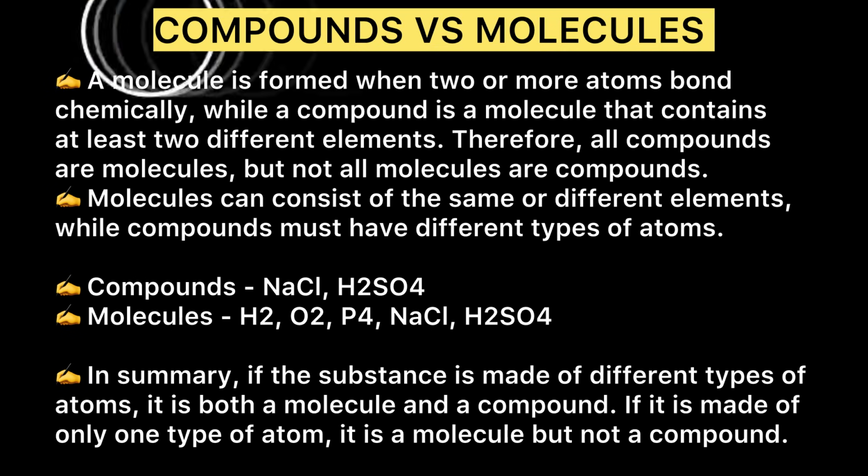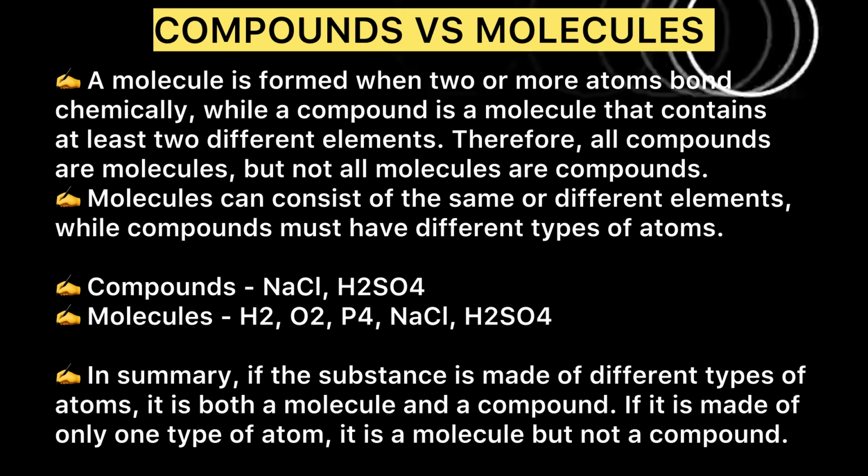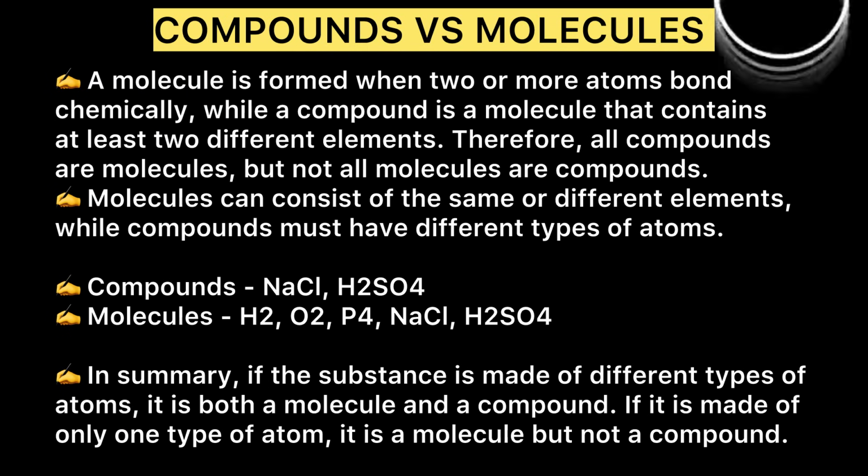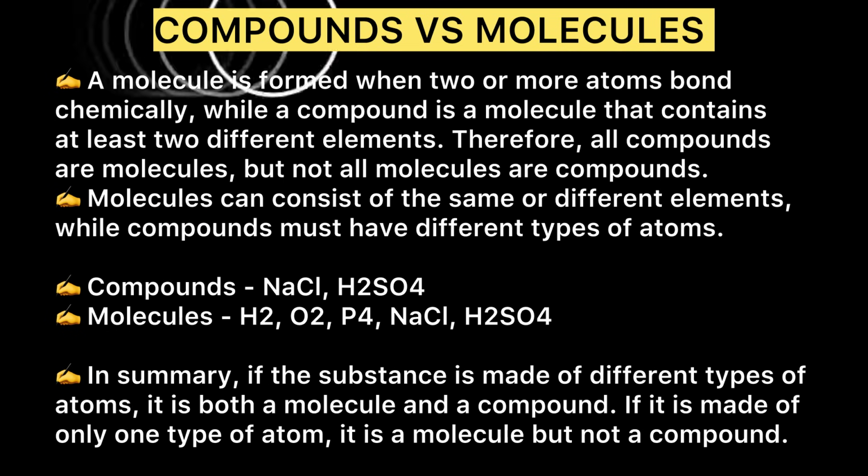So in some way, if the substance is made up of different types of atoms, it is both a molecule and a compound. But if it is made up of only one type of atom, it is a molecule but not a compound. So please take note of the distinction between all this stuff.